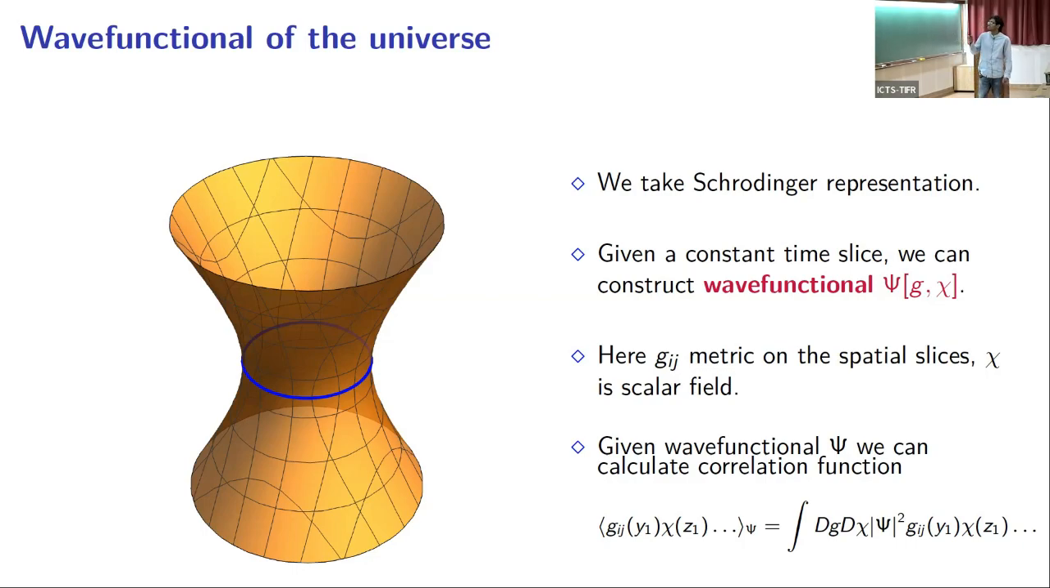Just like in quantum mechanics we make wave functions, now we make wave functionals, and these wave functionals are functionals of these fields. Here this is some metric, and chi is some scalar field, and these are at a given time slice. So at a given time slice, we can make these wave functionals a functional of these field values on these slices. And just like in quantum mechanics we find some expectation value, here we can also find the correlation functions. These are mod psi squared times this insertion, with the appropriate measure. So this is the Schrodinger representation.